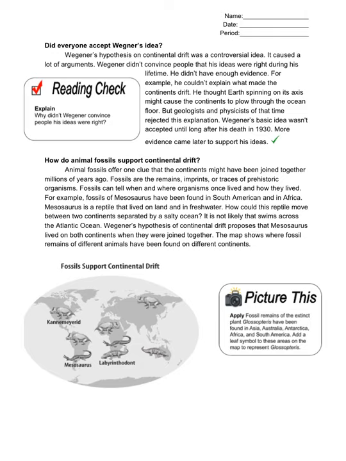Mesosaurus is a reptile that lived on land and in fresh water. How could this reptile move between continents separated by a salty ocean? It's not likely that it swam across the Atlantic Ocean. Wegener's hypothesis of continental drift proposes that Mesosaurs lived on both continents when they were joined together. The map shows where fossil remains of different animals have been found on different continents.